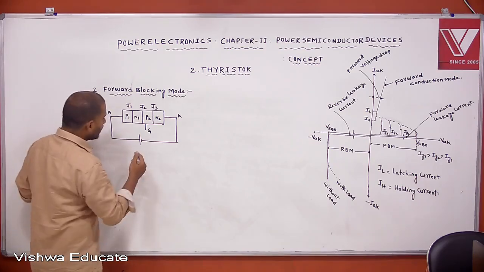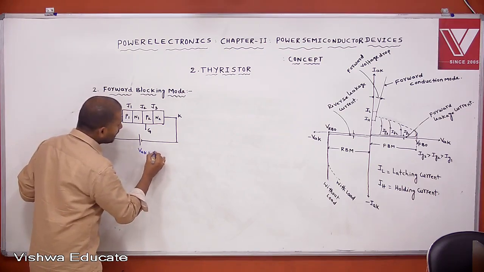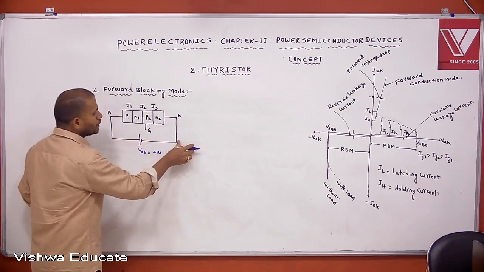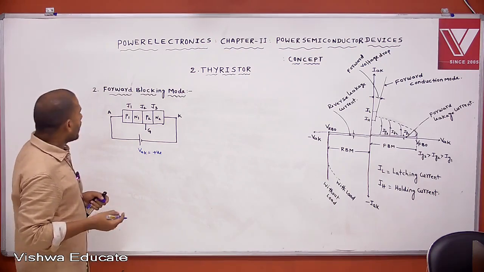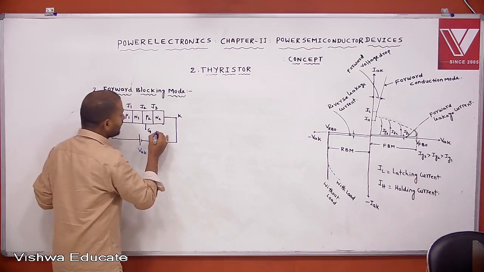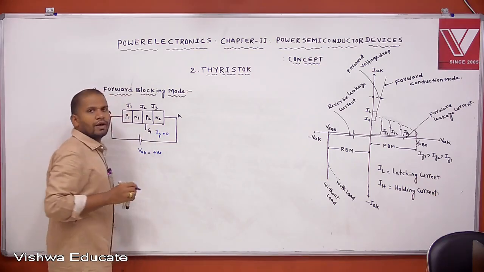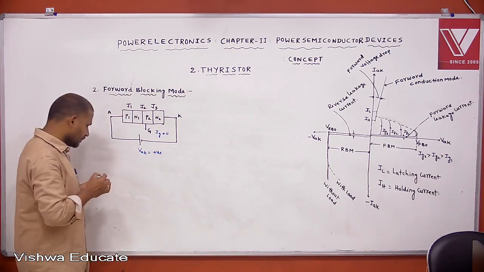If you want to make the anode to cathode voltage positive, the anode is connected to the positive plate and the cathode is connected to the negative plate. Now with this bias, what are the observations? Still I am not connecting the gate supply, that is, gate current equal to 0.